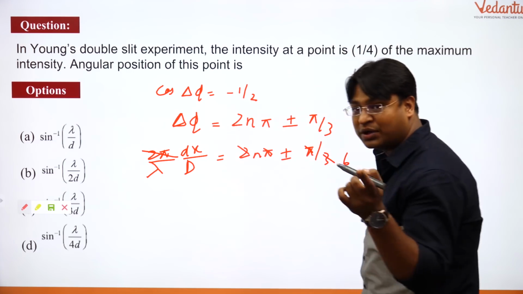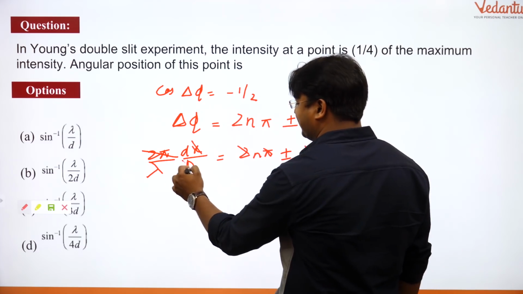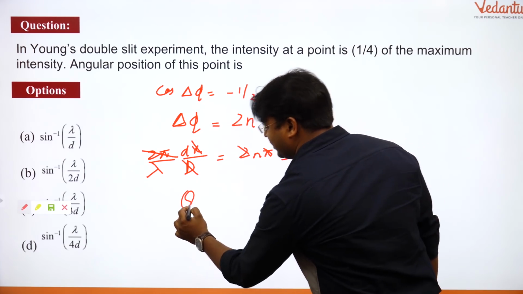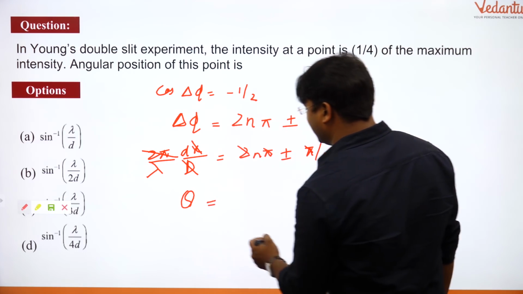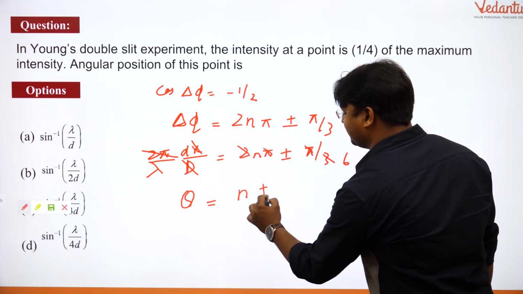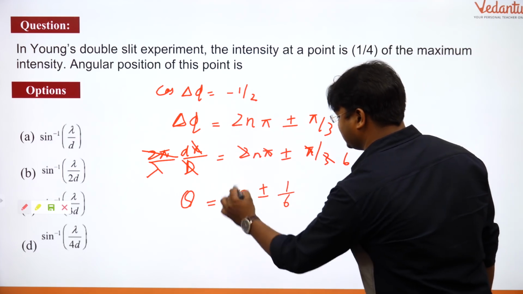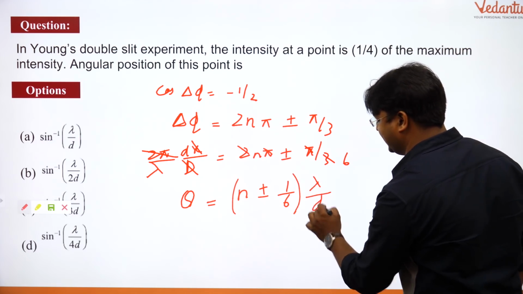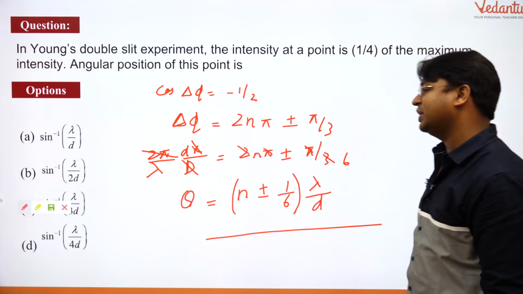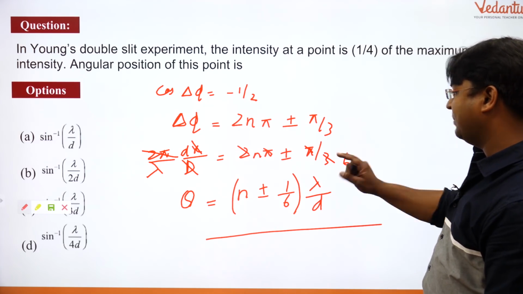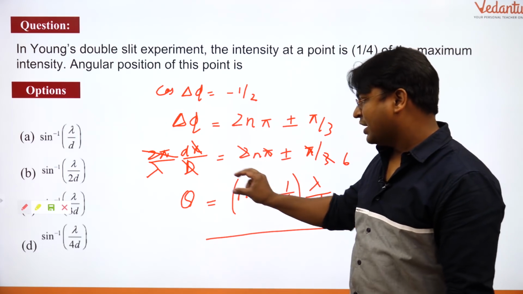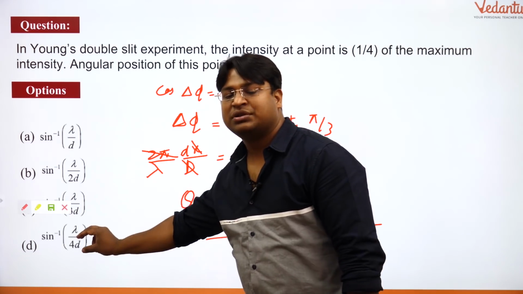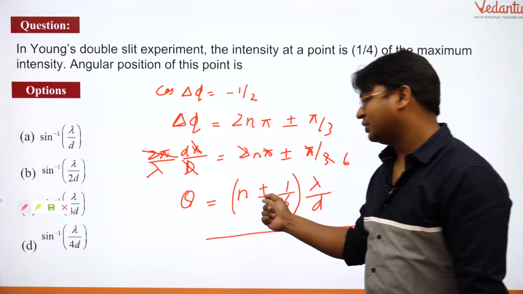We need the angular position. Angular position means x by d. So in place of x by d, I will write theta. Theta is the angular position. So theta is n plus minus 1/6 into lambda by d. So this is the general formula that we have obtained. Okay. Now we need to see which of these options can become equal to this.